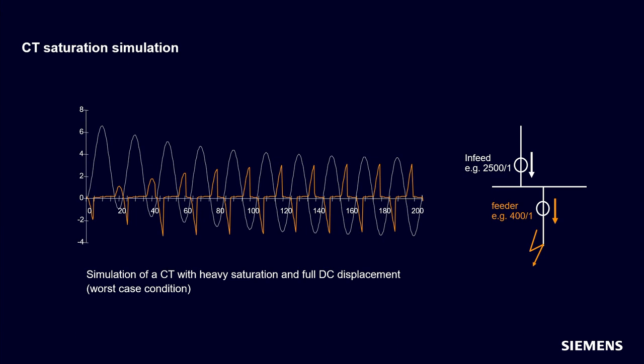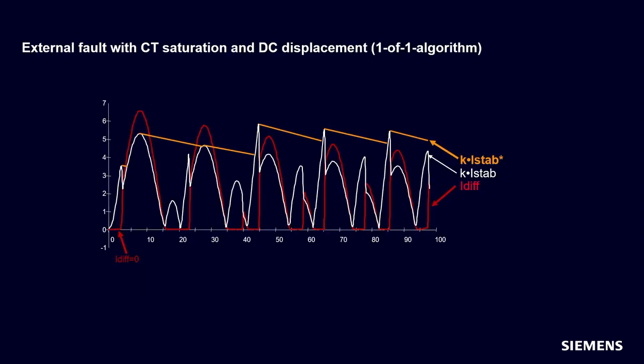And now let's look again with this more realistic example, with this DC offset, how the differential current and the modified stabilization current look like. Here in this diagram, the red color is the differential current, the white line is the stabilization current multiplied with the stabilization factor. And the most important thing for us is this brown line, which is the modified stabilization current multiplied with the stabilization factor.